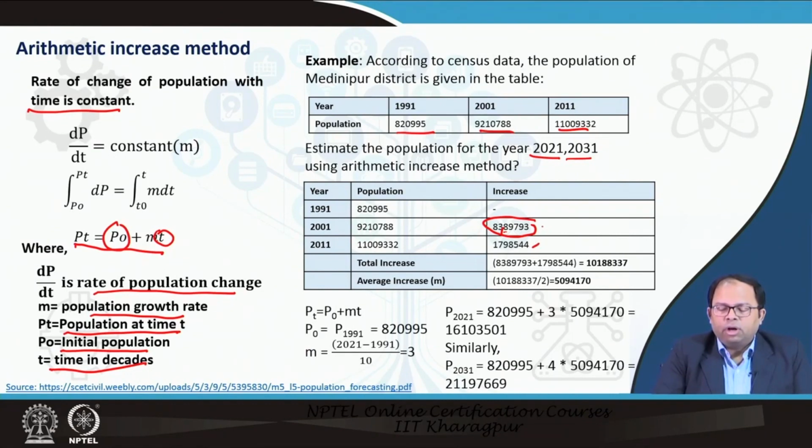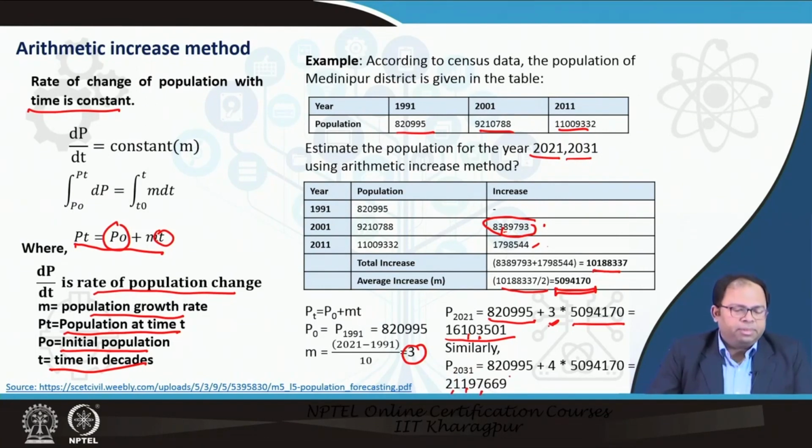Now that we have two increases, we take the average of those two increases as shown over here, and this is the average increase per year. Then if we want to find the population for year 2021, which is roughly 3 decades, we divide by 10, we get 3 decades, and we multiply the base year data, that is 1991 data, with 3 times the increase, and we get a value of around 161 lakhs, or 1 crore 61 lakhs. Similarly, for 2031, we get around 2 crore 11 lakhs 97,669.